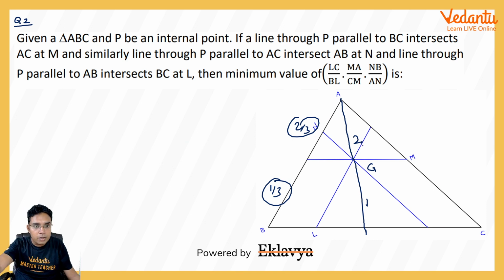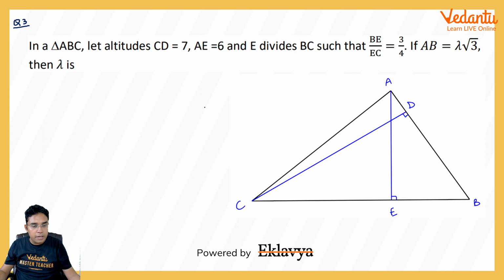Now coming to the next question, that is question number 3. Here we are given that in triangle ABC, altitude CD is 7 and AE is 6.